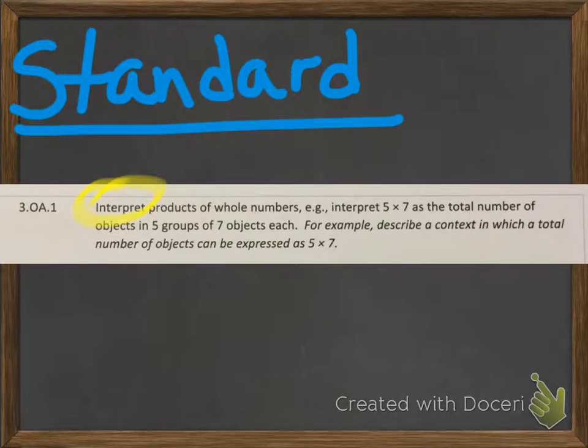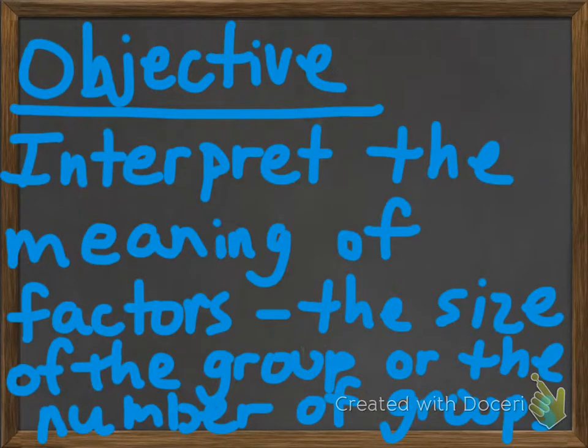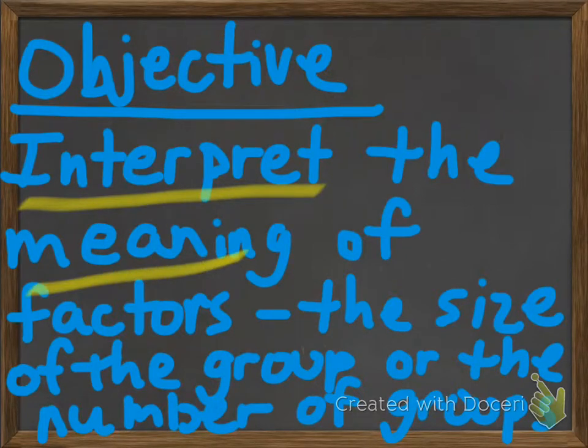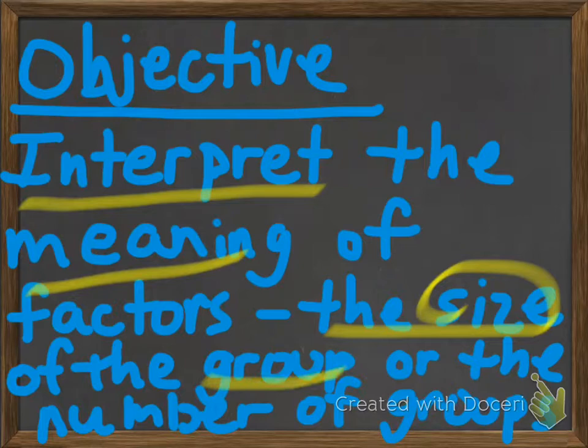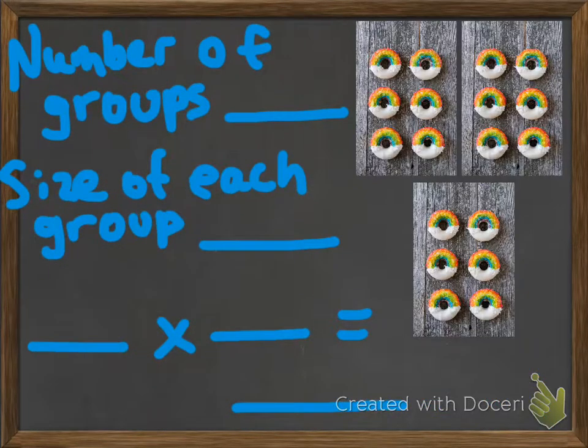For example, interpret 5 times 7 as the total number of objects in 5 groups of 7 objects each. For example, describe a context in which a total number of objects can be expressed as 5 times 7. Let's take a look. Our objective is to interpret the meaning of factors, the size of the group, or the number of the groups. Our first example is with donuts.